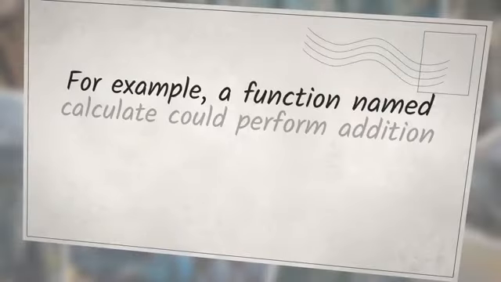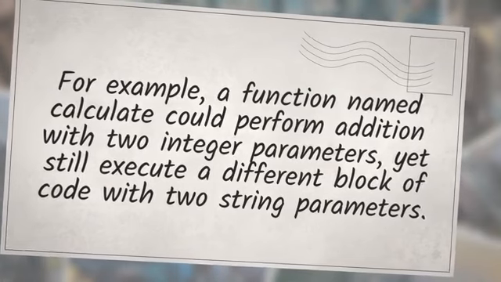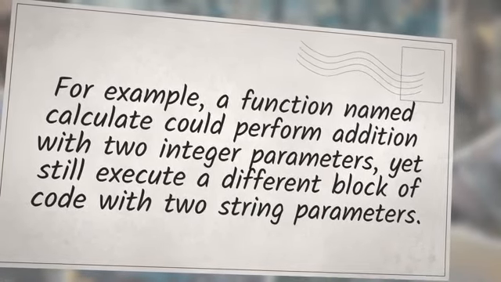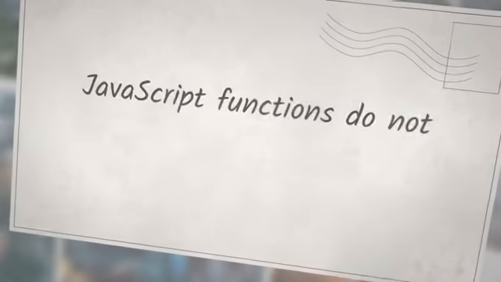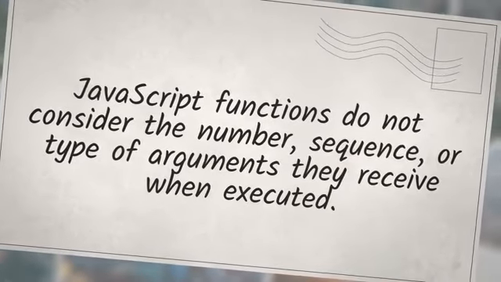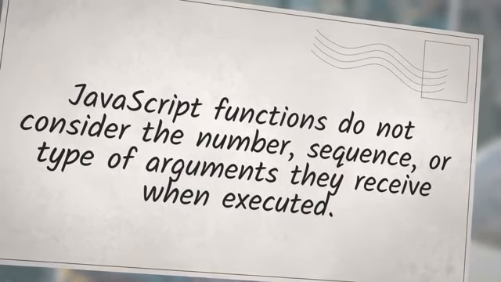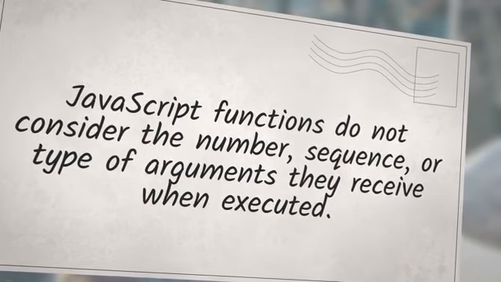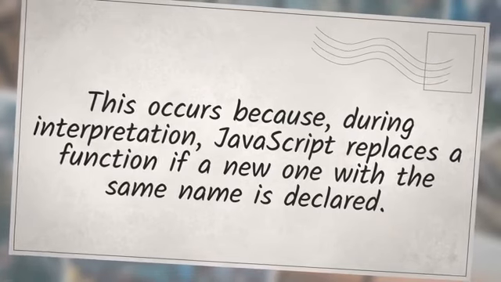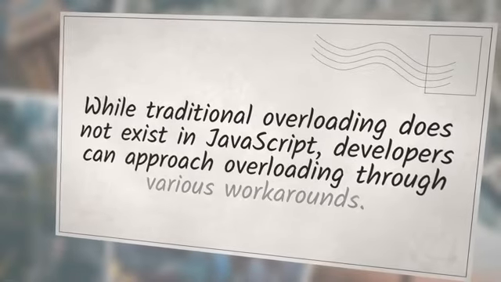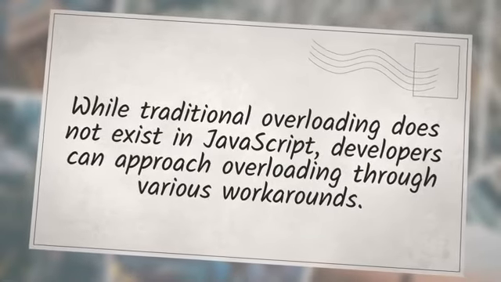For example, a function named calculate could perform addition with two integer parameters, yet still execute a different block of code with two string parameters. In JavaScript, however, function overloading falls outside of its design. JavaScript functions do not consider the number, sequence, or type of arguments they receive when executed. This occurs because, during interpretation, JavaScript replaces a function if a new one with the same name is declared. Ultimately, only the most recent version of the function remains feasible for execution.